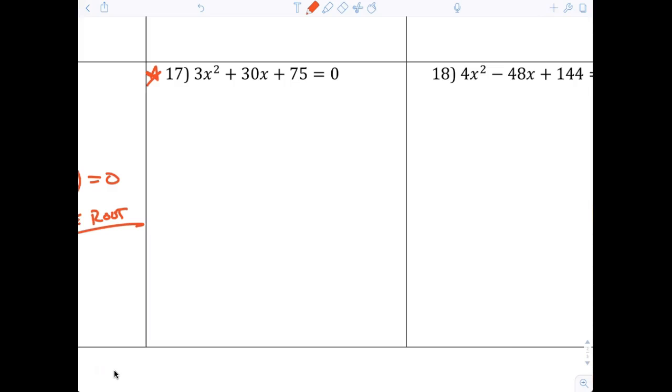Because we need to remember to do what? Divide by 3. Thank you. All right, it makes it a lot harder if you don't see that. Always check for GCF. I'm dividing everything through by 3. Divide by 3, divide by 3. So x squared plus 10x plus 25 equals 0.